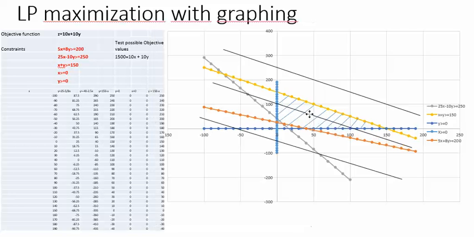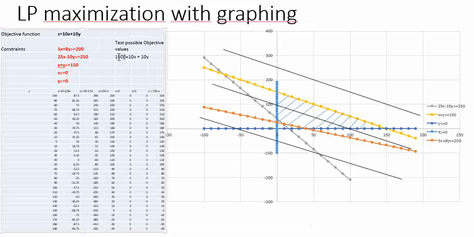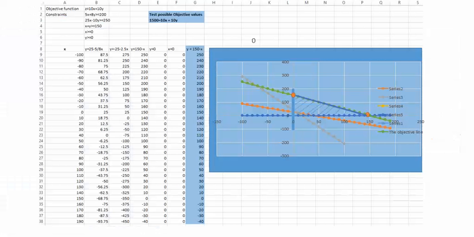If you move this line and it crosses the region at one of the corners, then you get the possible maximum values for this function. Okay, let's see what happens if we move this line and we give it different numbers for z. I chose the number 1500 for z, and the results that we get are right here.